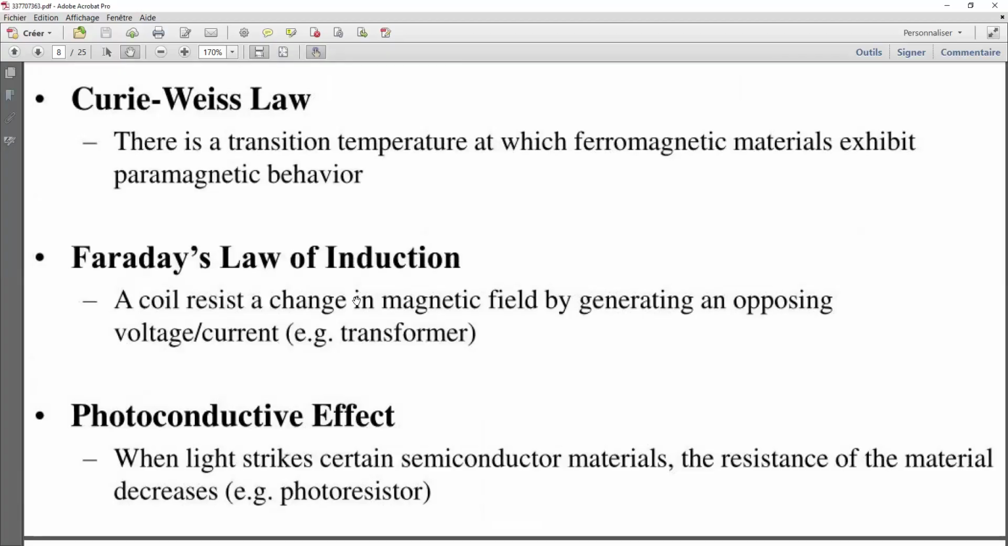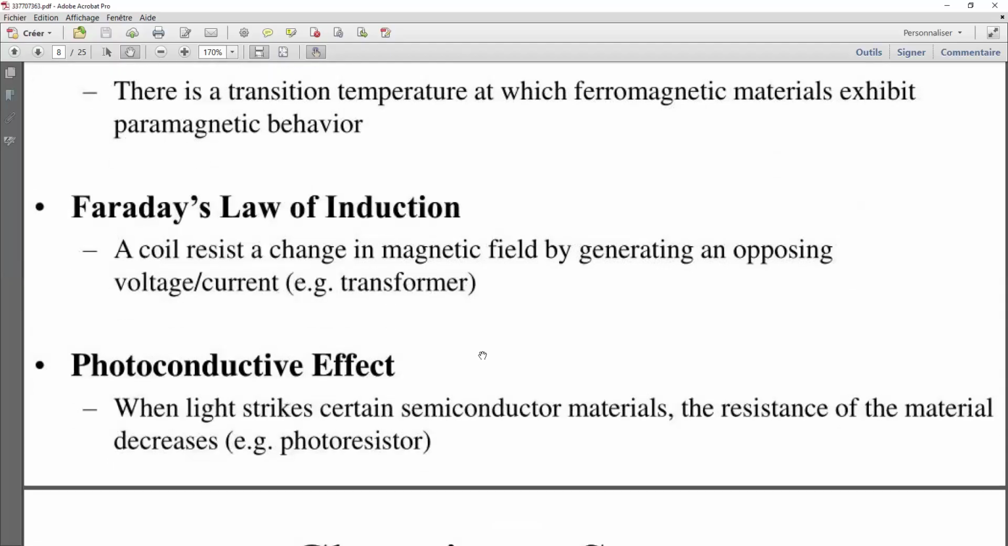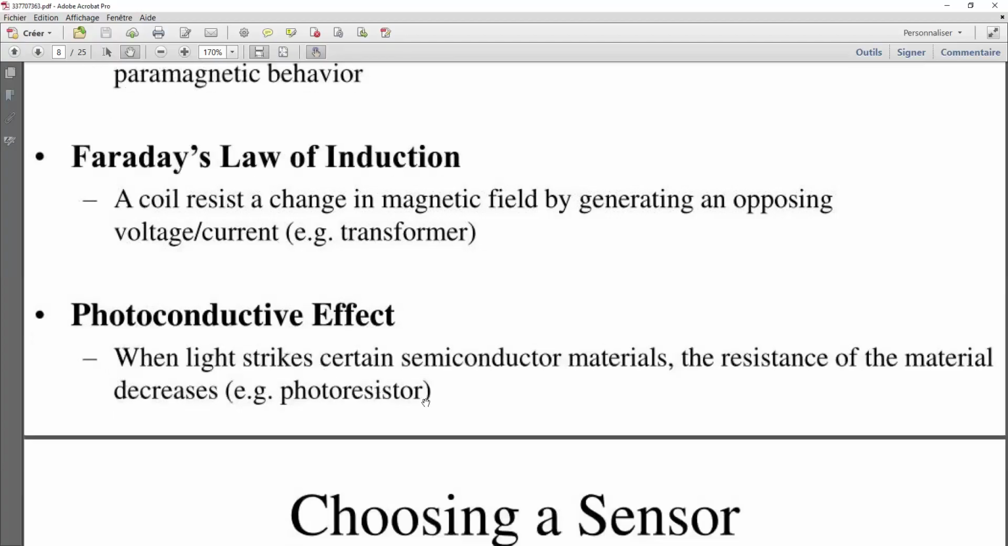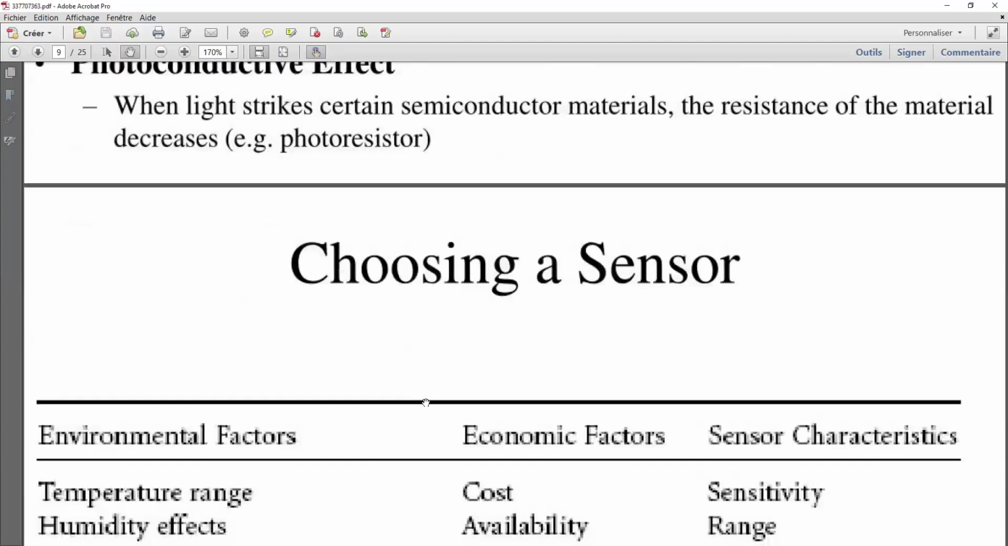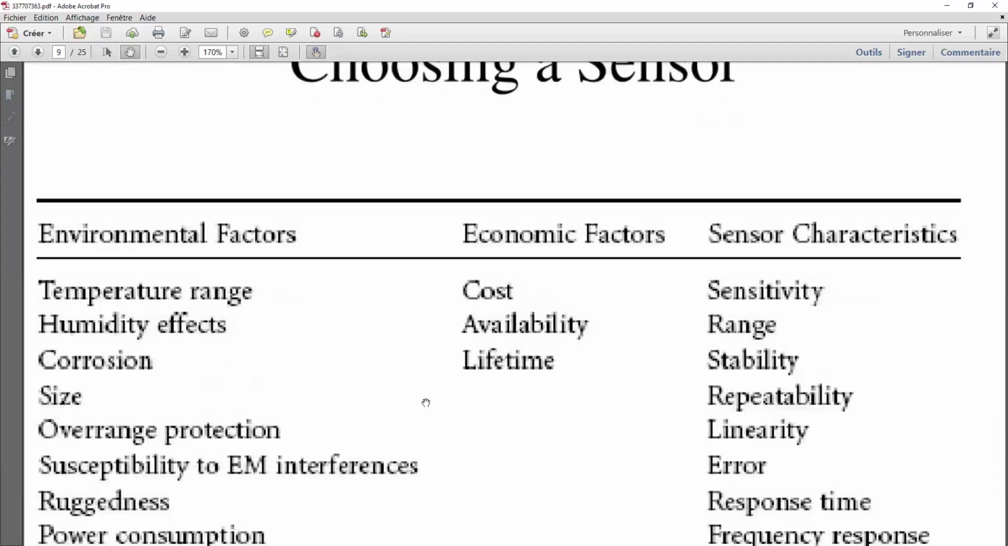For Faraday's law of induction, a coil resists a change in magnetic field by generating an opposition. We have voltage and current. Example, we have the transformer. We also have the photoconductive effect: when light strikes certain semiconductor materials, the resistance of the material decreases. Example, we have the photoresistor. Then we have choosing a sensor.